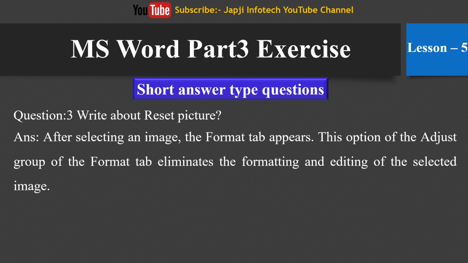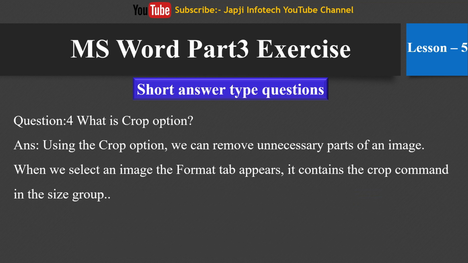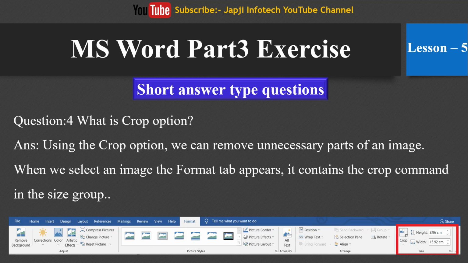Third one is write about reset picture. After selecting an image, the format tab appears. This option of the adjust group of the format tab eliminate the formatting and editing of the selected image. Fourth one is what is crop option? So using the crop option, we can remove unnecessary part of an image. When we select an image, the format tab appear. It contains the crop command in the size group.